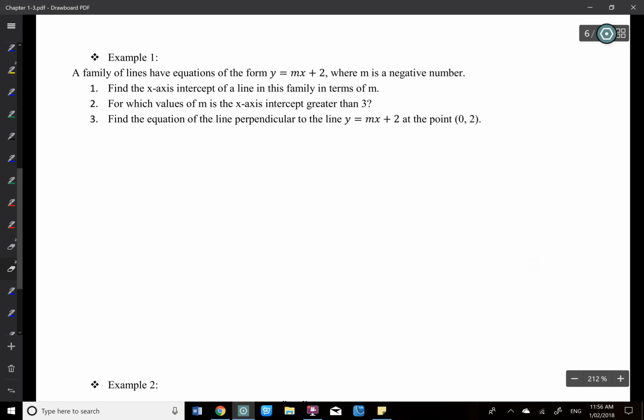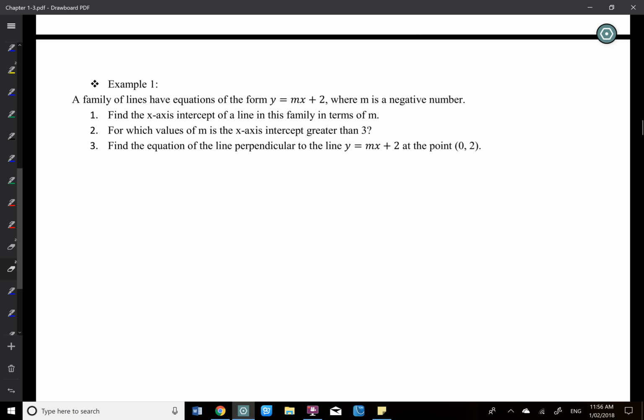A family of lines have equations of the form y equals mx plus 2. So this is a family of functions passing through the same y-intercept, which is (0, 2), where m is a negative number. Let's remember that: m is a negative number. Use mathematical representation. When you see something in words, don't leave it there. That means m less than 0. Let's write that out, otherwise you forget. That's why I said example 2, most of you will get that wrong.